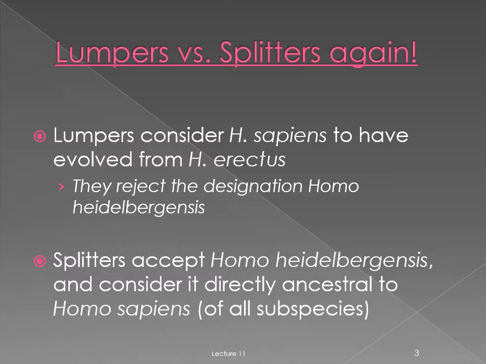Remember that heidelbergensis was proposed as a species name to label the transition between erectus and sapiens. The lumper school of paleoanthropologists, who argue for fewer species names with greater intraspecific variation, argue that Homo sapiens is best understood as developing directly out of Homo erectus.